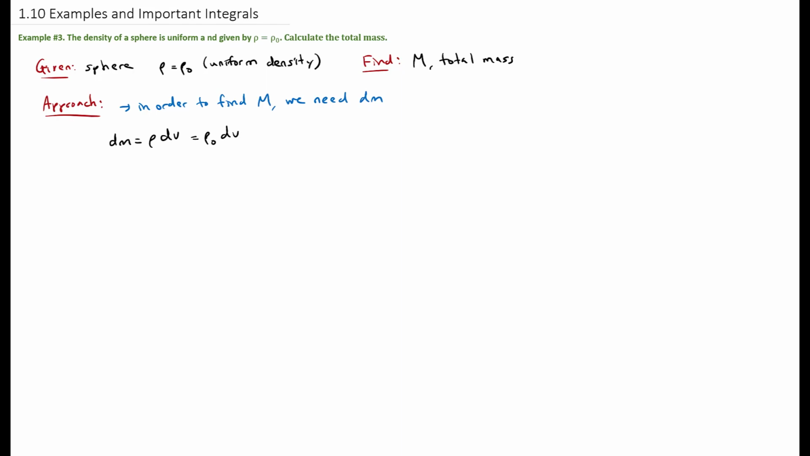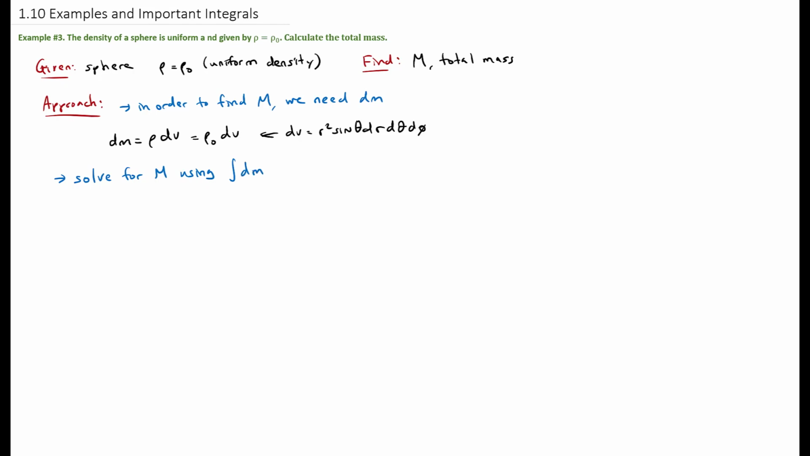And we also know that dV is equal to r squared sine theta dr d theta d phi. Okay, so this is starting to look familiar. So why don't we solve for capital M using the integral of dm.